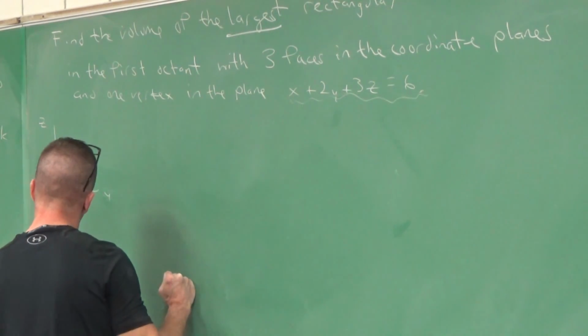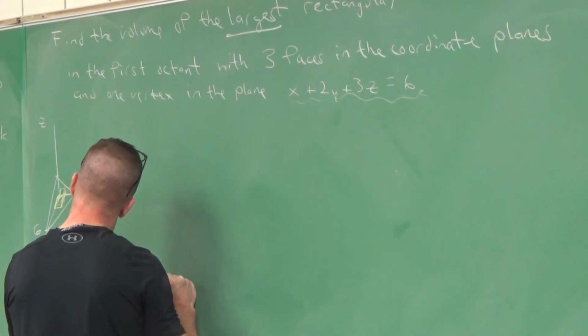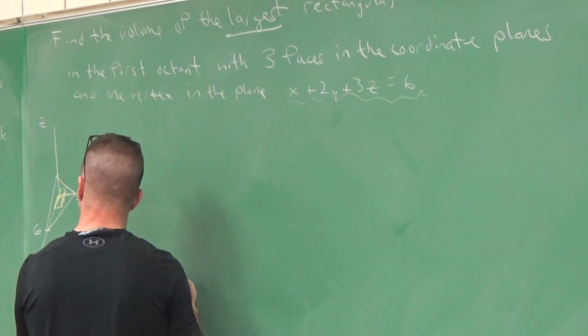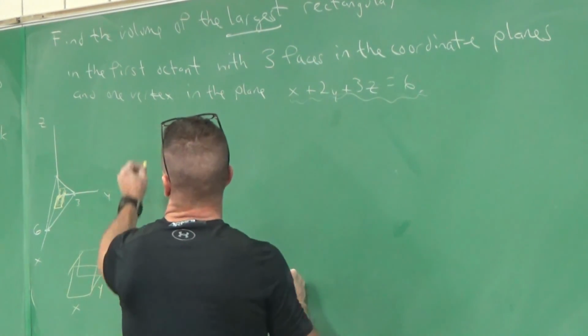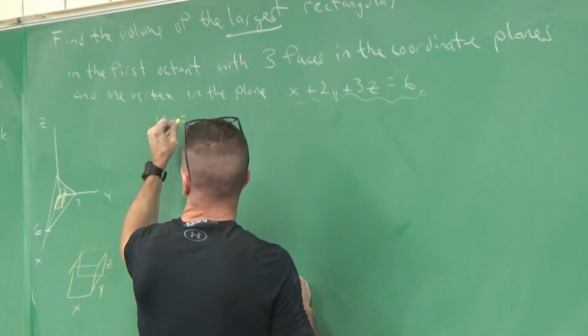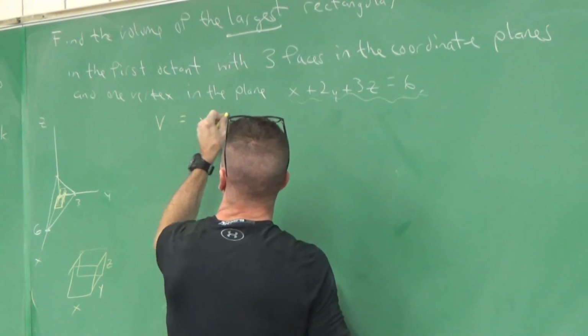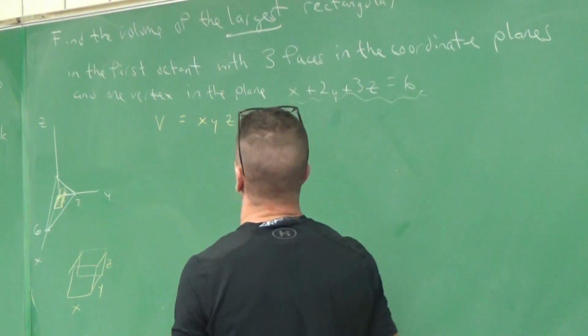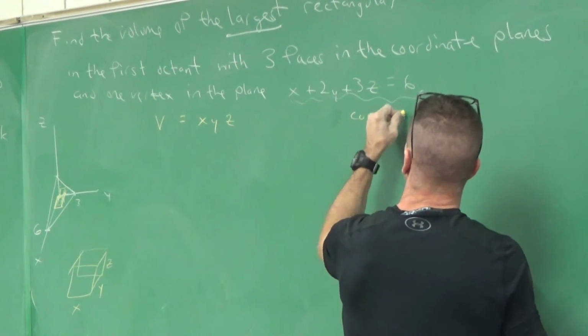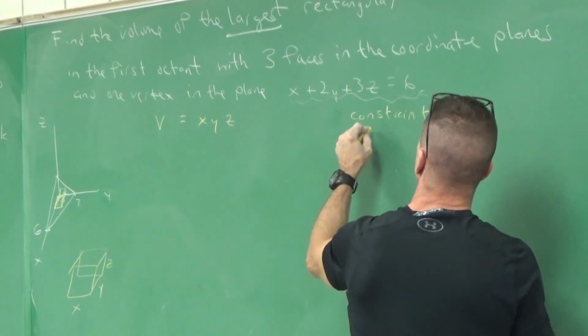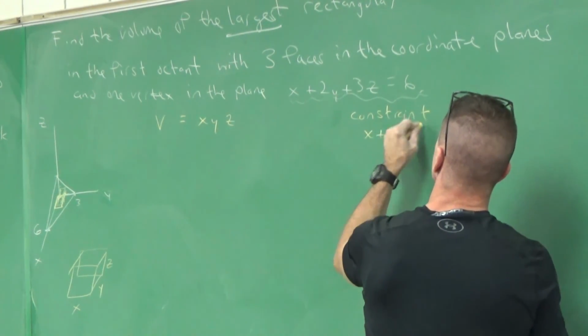What variables do you want to use? You want to use x, y, and z? I like that too. x, y, z. Sound good? So I'm going to start out. V of x, y, and z is xyz. That's the function you're trying to optimize. What's the constraint? Our constraint is x plus 2y plus 3z equals 6.